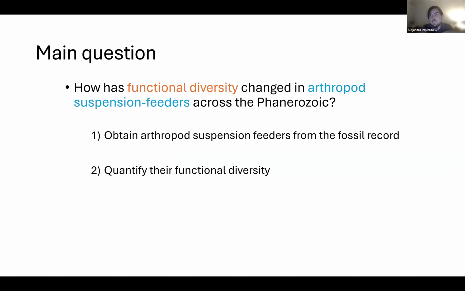The main question we have as paleontologists is how this functional diversity of suspension feeding in arthropod suspension feeders has changed between the early Phanerozoic and today. In order to do that, we have to do two things. The first one is to obtain arthropod suspension feeders from the fossil record, and the second is to quantify this functional diversity to get a really good grasp of what their exact niche was.